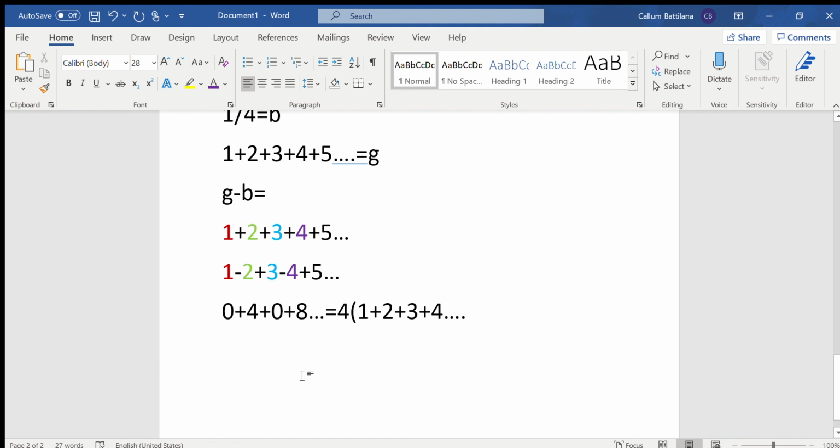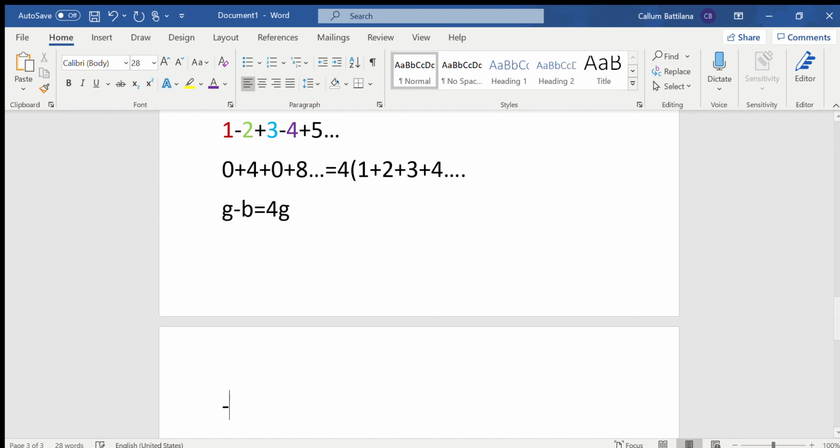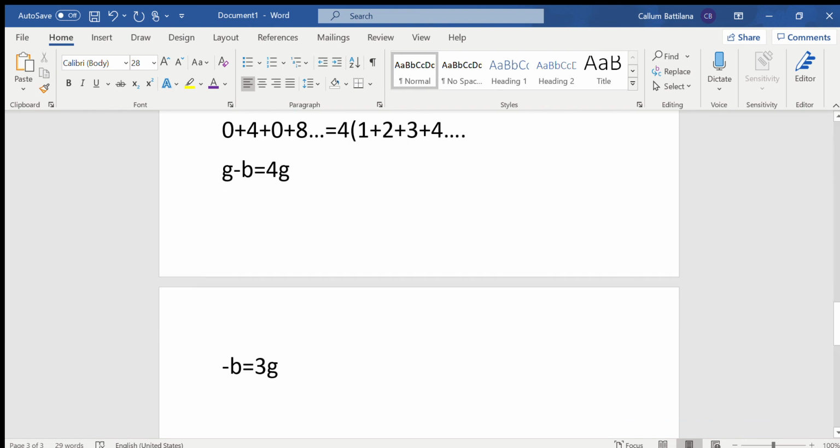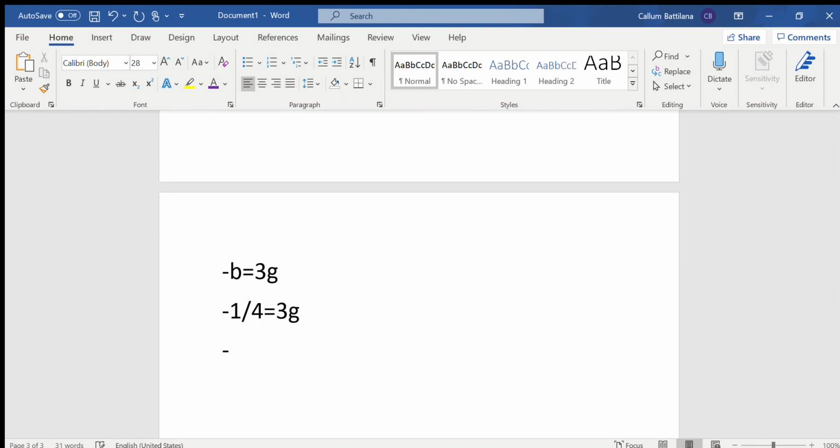So therefore, gamma minus beta is equal to 4 gamma. Therefore, minus beta is going to be equal to 3 gamma. And we know minus beta is equal to minus 1/4. So minus 1/4 is going to be equal to 3 times gamma. So if we divide by 3 on both sides, minus 1/12 equals gamma. So therefore, 1 plus 2 plus 3 plus 4 plus 5, on and on and on, is going to be equal to minus 1/12.